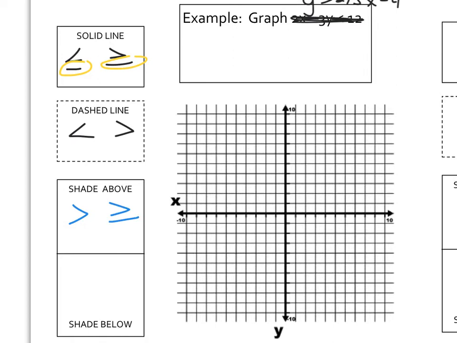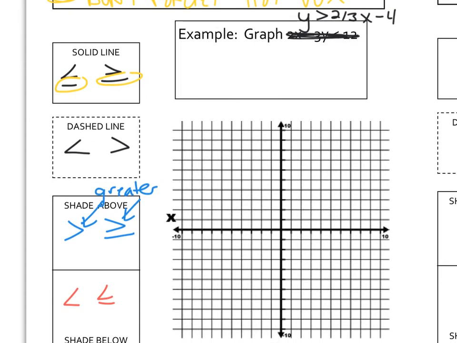For shading, we're going to shade above if it's a greater than or equal to. At this point, it's really important that you've connected that this symbol is greater, that you don't have it reversed with less than. And then we're going to shade below if it's a less than or equal to. Notice we're talking about above and below, up and down, not left and right. The only time I think left and right for these is if I have an x equation, and we'll do an example like that.